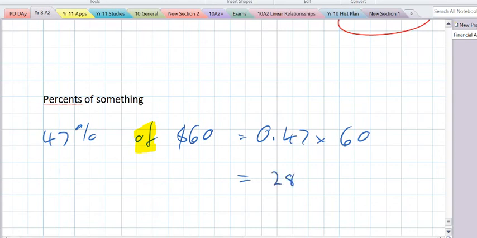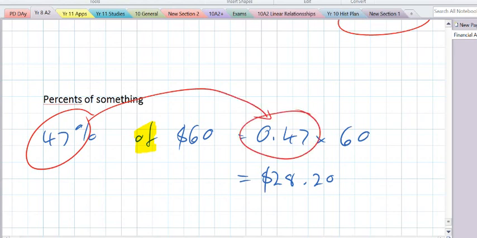28.2. Why 0.47? Because in order to multiply, we have to convert this to a decimal, which we do by dividing by 100. Of is times. So of often means times. It's a rule of thumb.